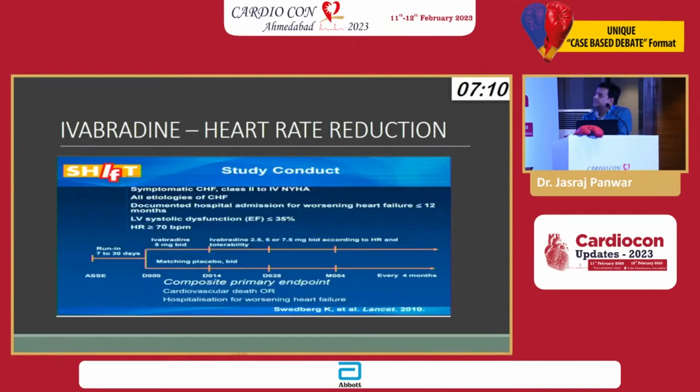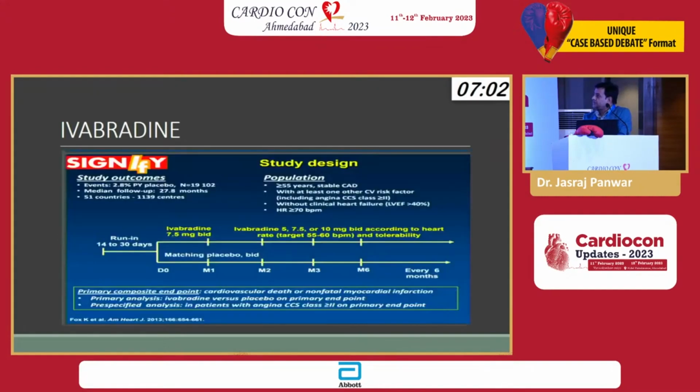In the same study, which had the same design, the ejection fraction was again 35%. So we have one more study, the reverse study. Here we are discussing the anti-anginal drug, and this study was designed to see the anti-anginal effect and benefits of ivabradine, in the same population with class 2 angina. Here the ejection fraction was more than 40%, as in our case, and that is more than 70%.